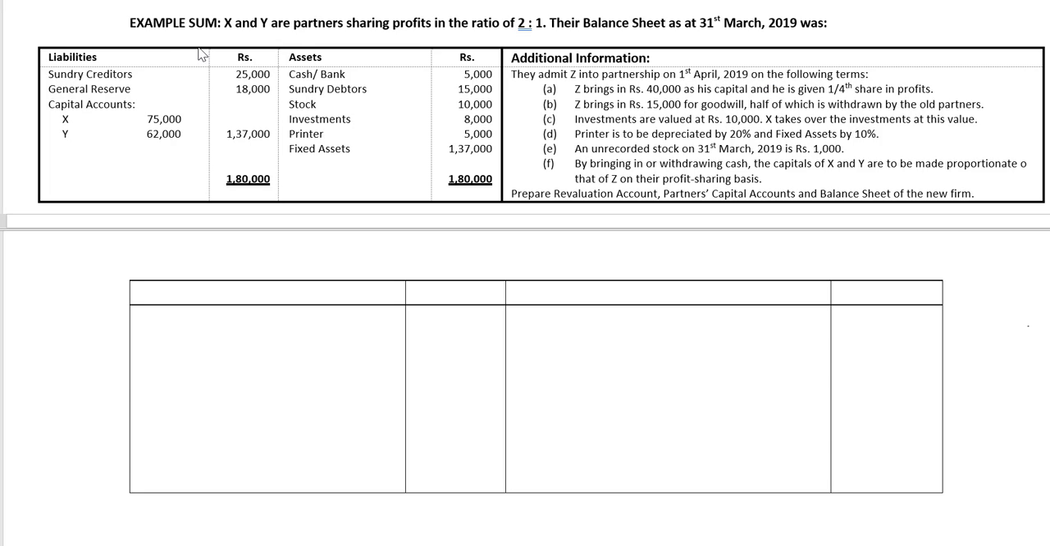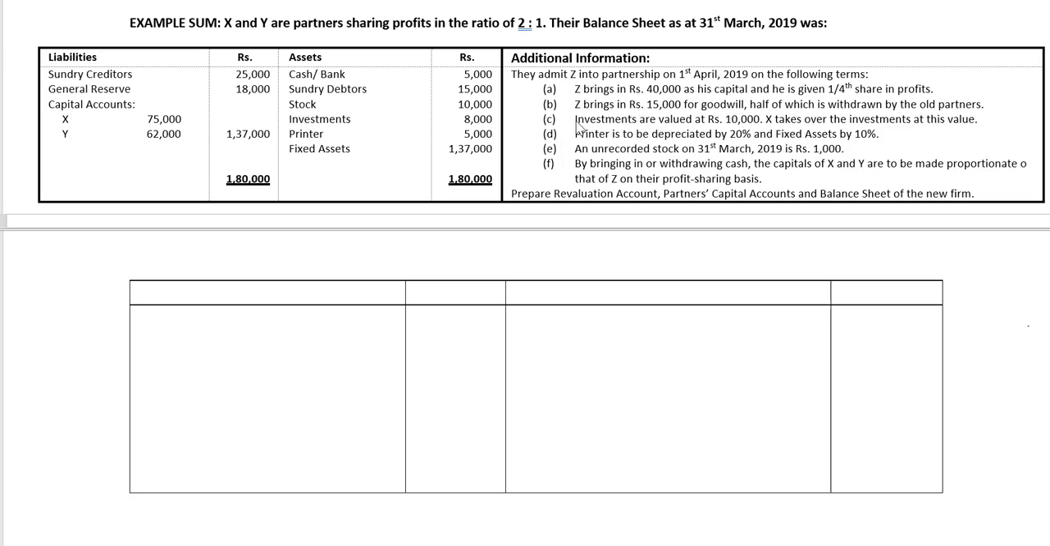Example sum. X and Y are partners sharing profits in the ratio of 2:1. Their balance sheet as at 31st March 2019 was, to the left of the screen, the balance sheet given, and to the right, additional information. They admit Z into partnership on 1st April 2019 on the following terms. Z brings in rupees 40,000 as his capital and he is given 1/4 share in profits.